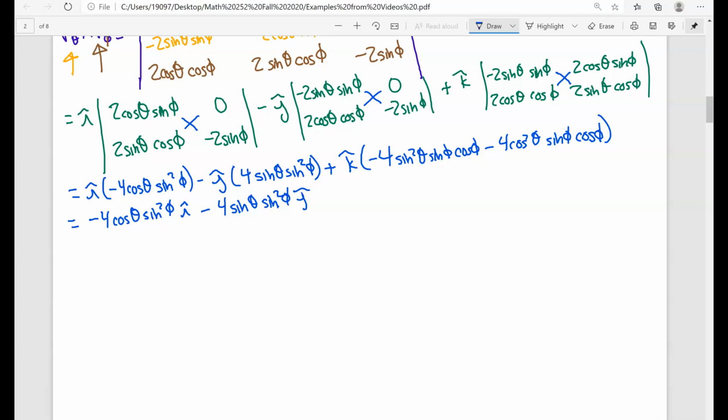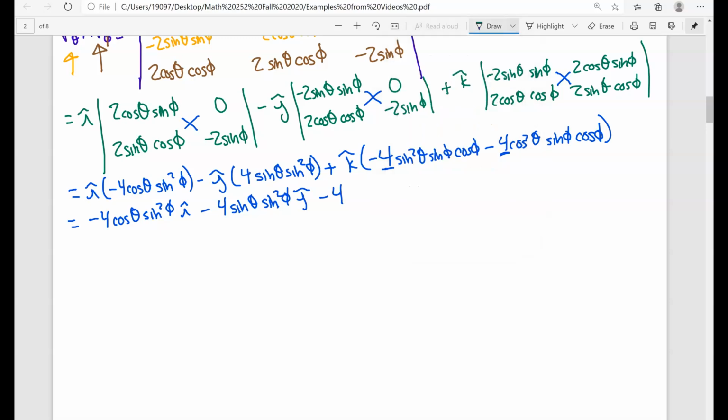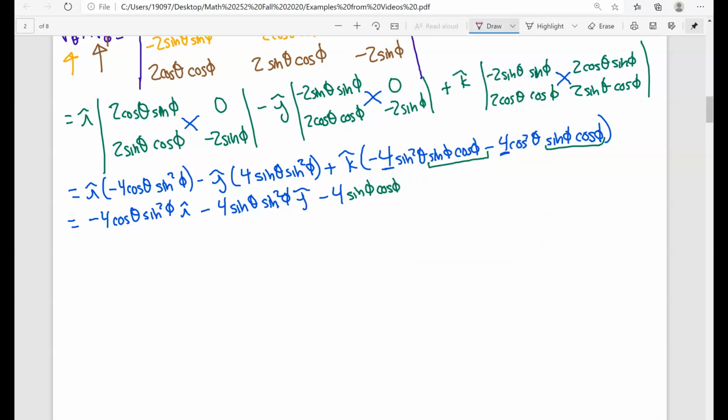And then here what we can do is pull out this negative 4. You can see that you got negative 4s there, so I'm going to pull that guy out. And something else that I'm going to pull out, you can see that I got this sine phi cosine phi going on. And what's left over, this is actually really good. What's left over is just squares, so those guys are just going to go to 1. So all I'm left with now is just k hat.